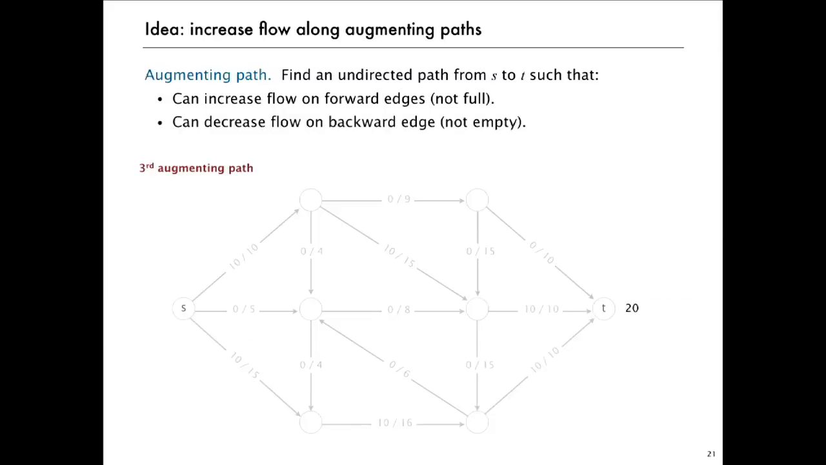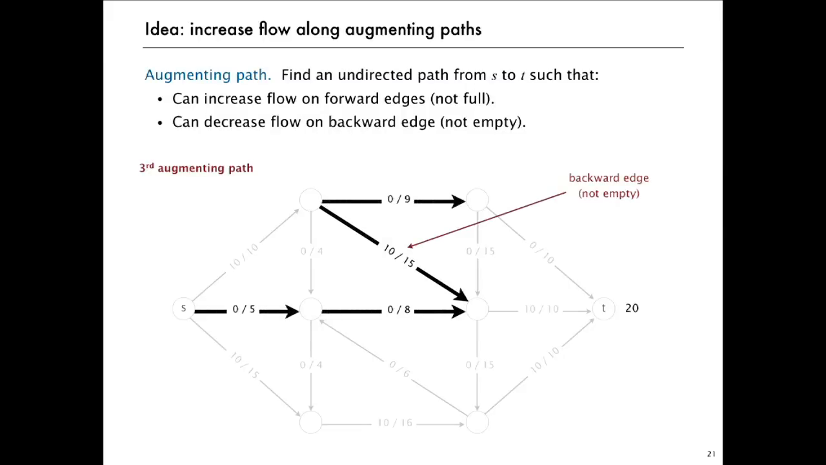Notice when we augment along an edge, we're preserving the vertex equilibrium, local equilibrium at a vertex property. We're putting some flow in and taking the same amount of flow out. So here's another augmenting path. Now this one has what's called a backward edge. So notice that the path going from S to T goes backwards along that edge.